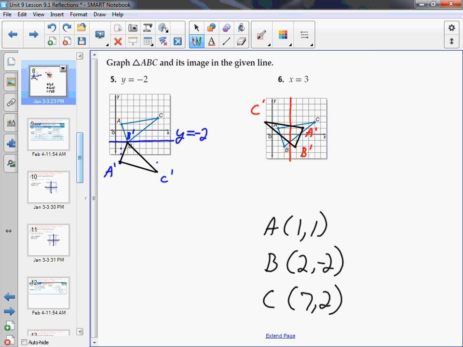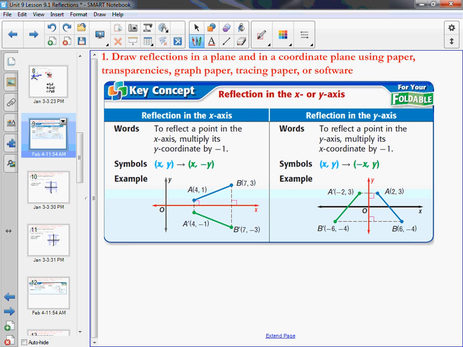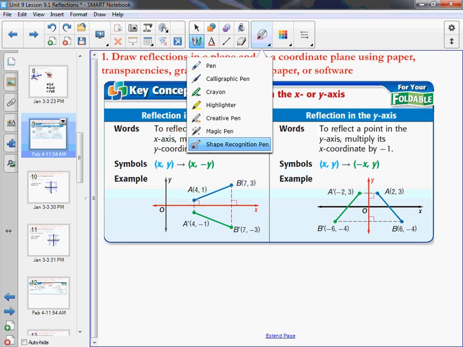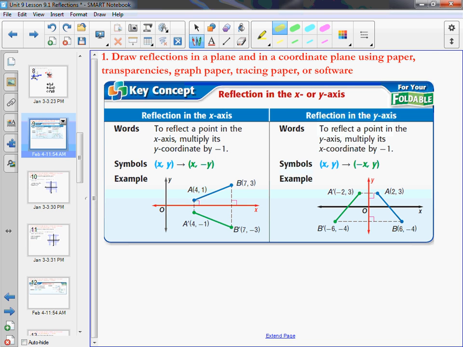Also, on a coordinate plane, if our line of reflection is one of three special lines, we don't even have to count spaces. We can figure out what the new coordinates are going to be just by learning this little trick. So, look here. If we're going to do a reflection in the x-axis, it says to reflect a point in the x-axis, multiply its y-coordinate by -1.